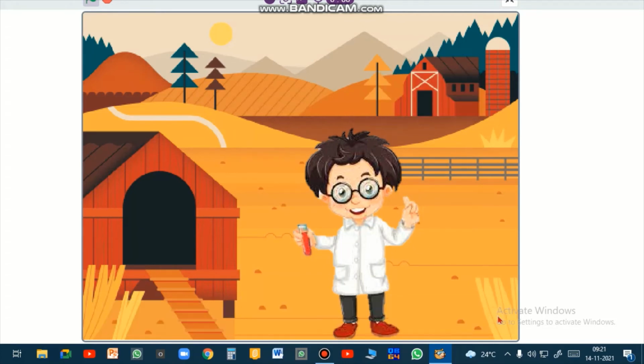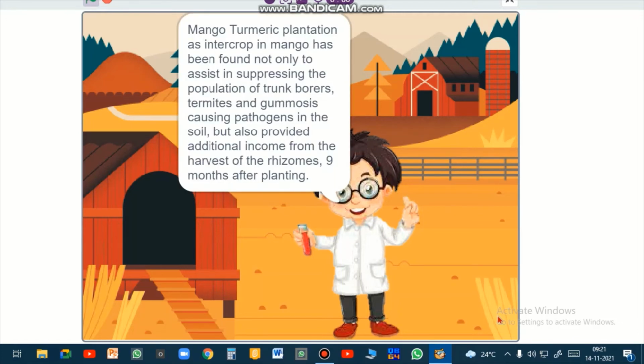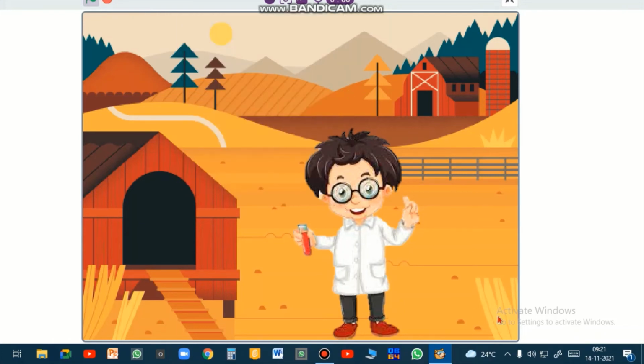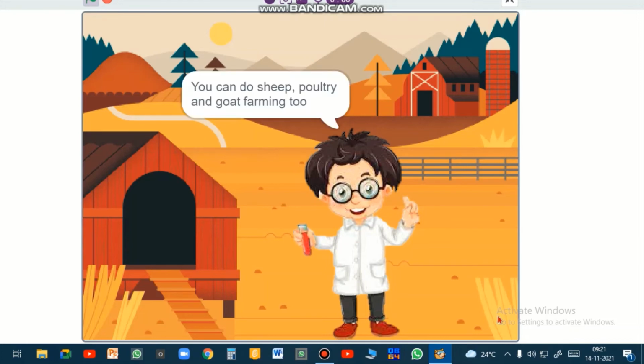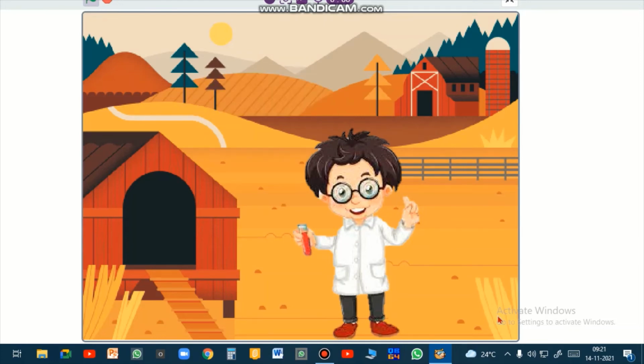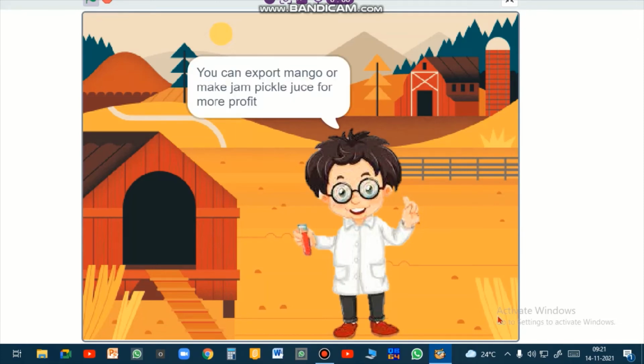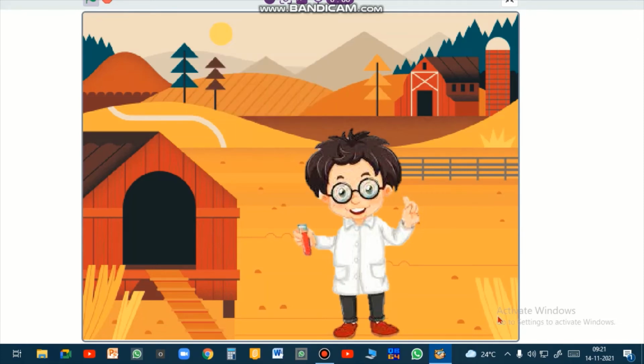Mango turmeric plantation as intercrop in mango has been found not only to assist in suppressing the population of trunk borers. So we can do this for increase of our income for the farmers. You can do sheep, poultry and goat farming too. You can export mango or make jam pickle juice for more profit. I think that this will help you increase your income.